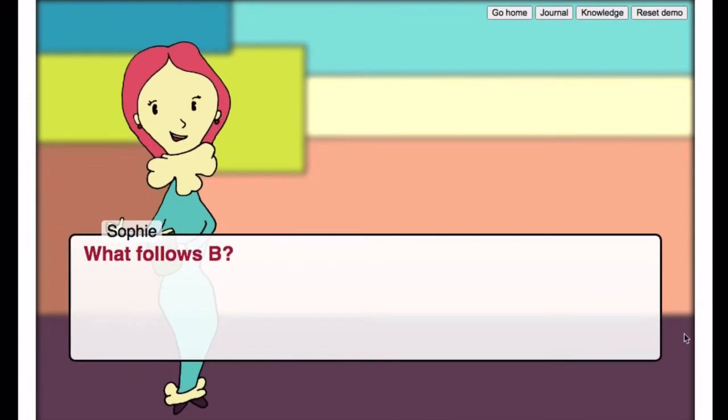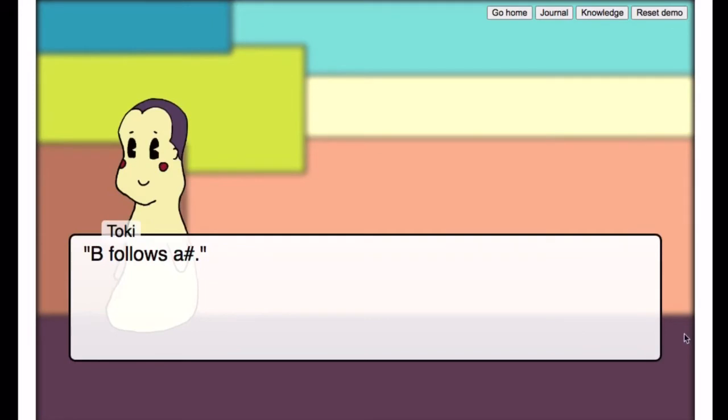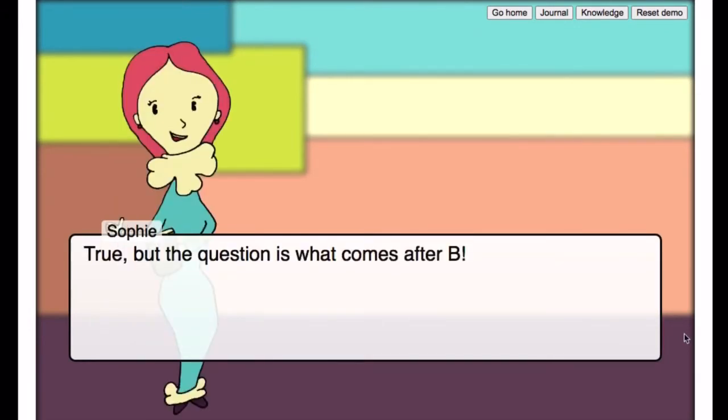What follows B? B follows A sharp. Which is true, but it's not the answer to the question. True, but the question is what comes after B? Don't worry about it. You don't know because I haven't explained that yet. The musical notes keep repeating. C follows B, then it's C sharp again, and D, D sharp, and so on.